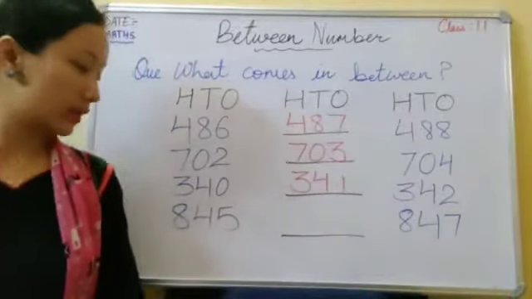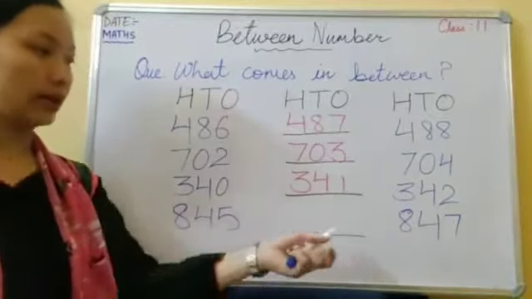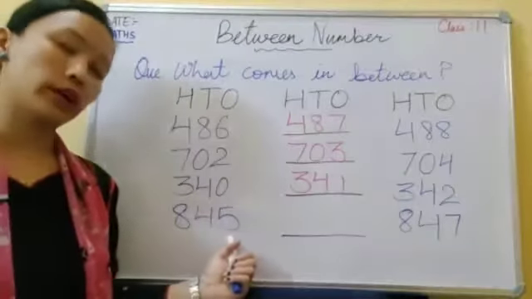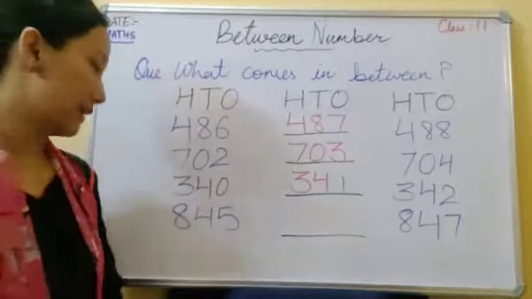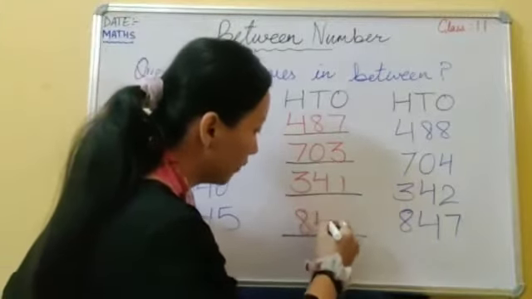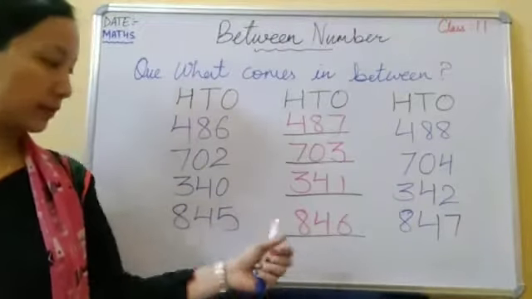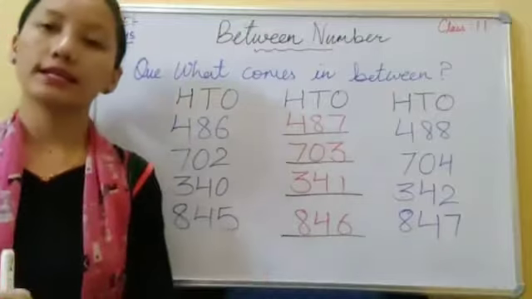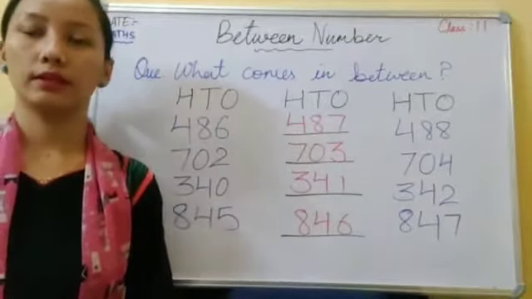Right? Next, what comes in between 845 and 847? What comes after 845? 846. Yes, right? 846. 846 comes in between 845 and 847. So this is your between number.